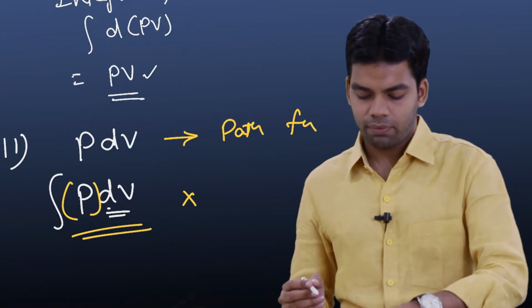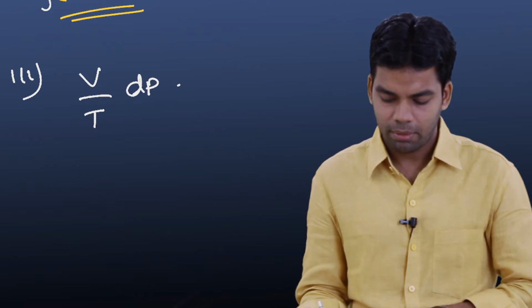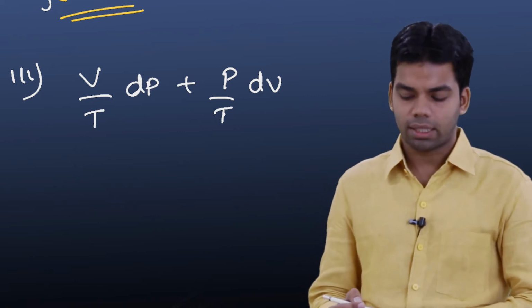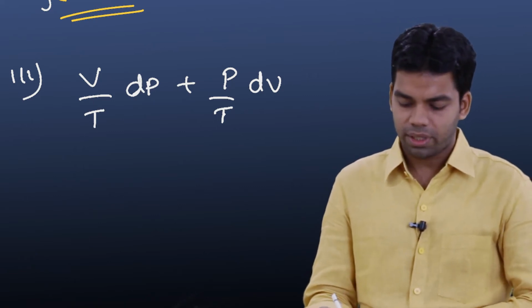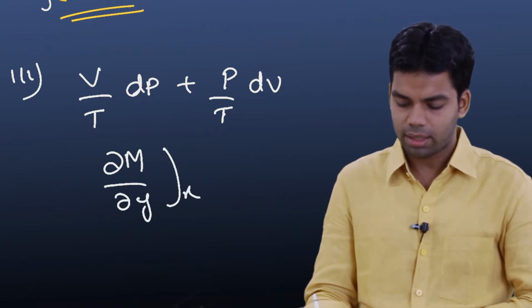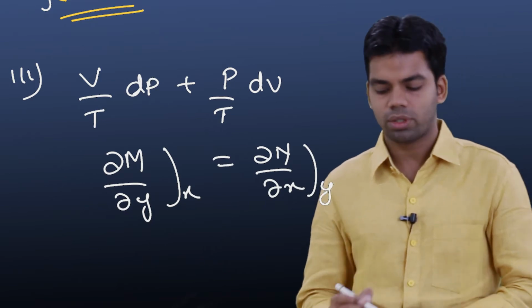Another example we will see, let us suppose the third example, another function we are having: V by T dP plus P by T dV. Now, how can we check such a function whether the differential is exact or not? So, I told you the process. If the differential is exact, then del M by del y at constant x should be equal to del N by del x at constant y. So, we just have to check this thing.